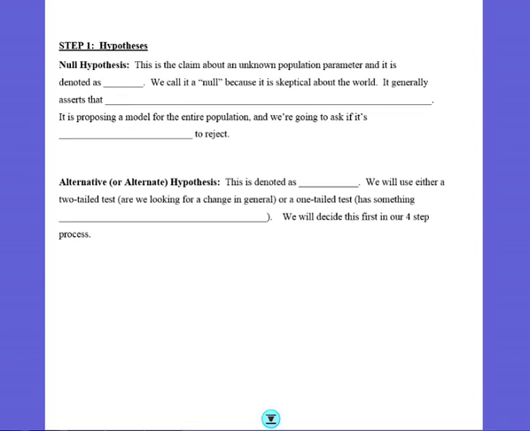Step 1 is the hypotheses. There are 2 parts that you have to state. One is called the null hypothesis. The other is called the alternative, or sometimes it's referred to as the alternate hypothesis.